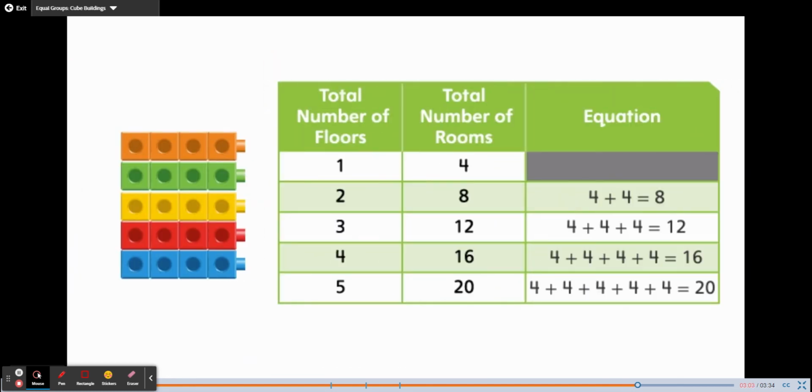My cube building has an equal number of rooms on each floor. I can represent this information in a table. Every time I add a floor, I add 4 more rooms. I can use an equation to show this. I can see this in my building. I can make buildings with different numbers of rooms on each floor. What other buildings could I build?